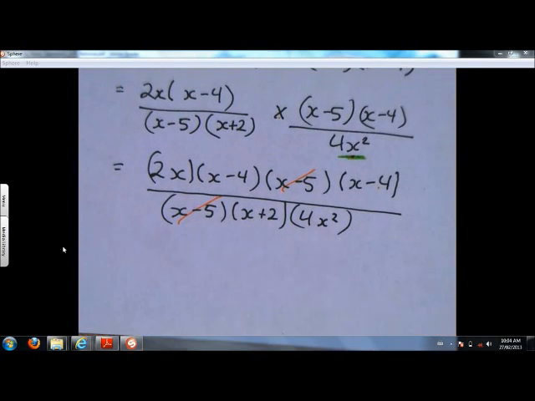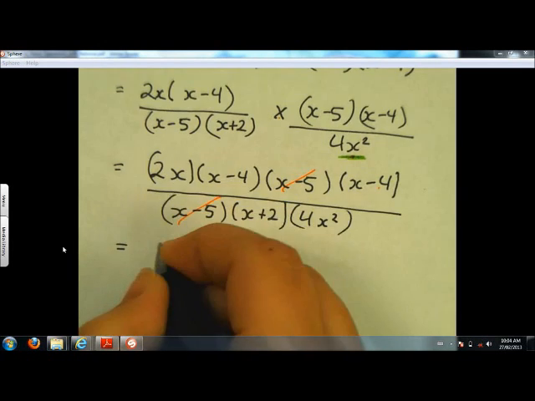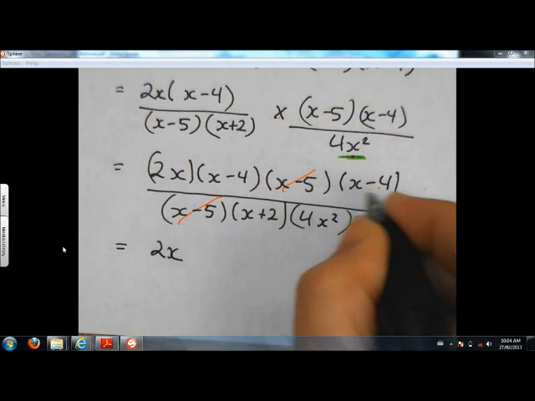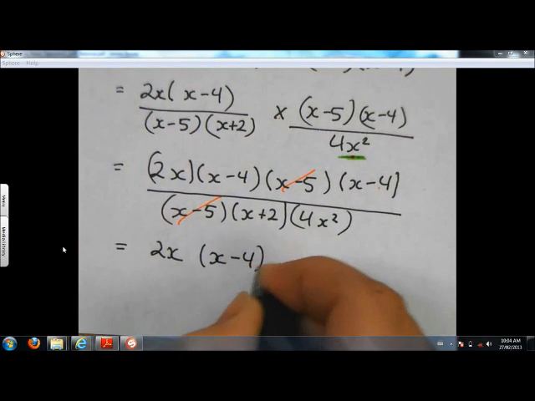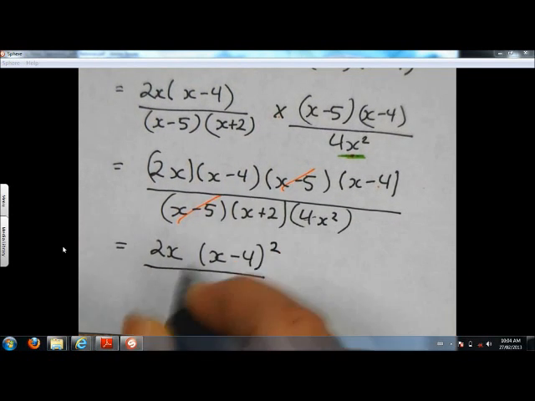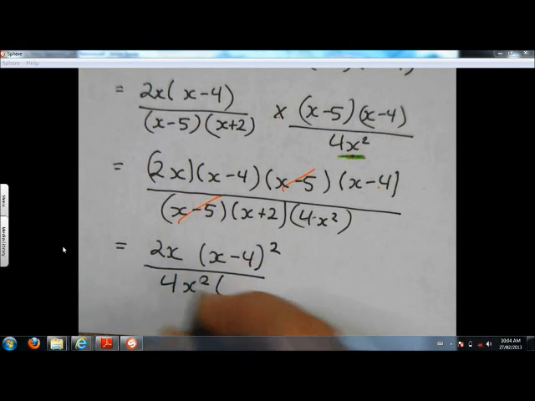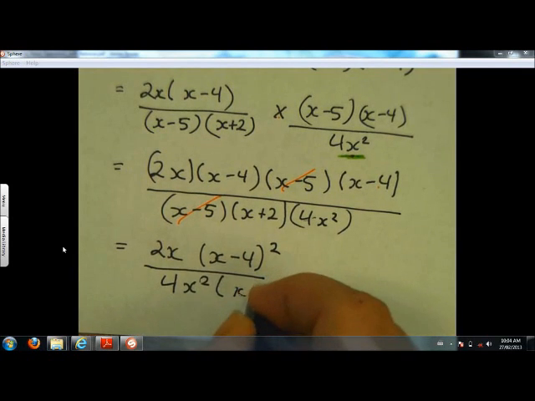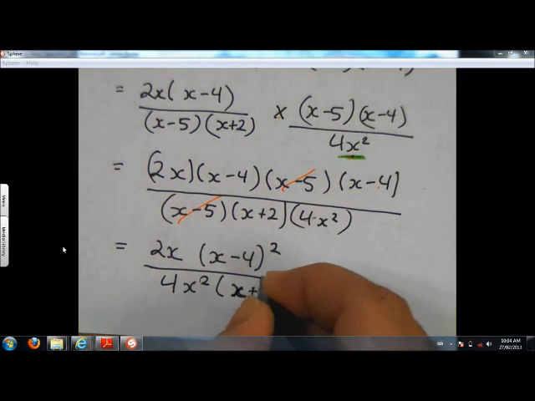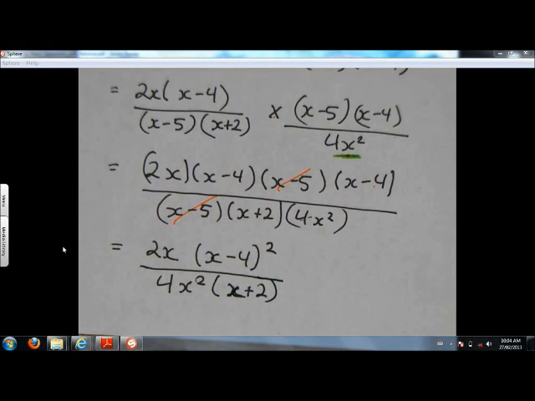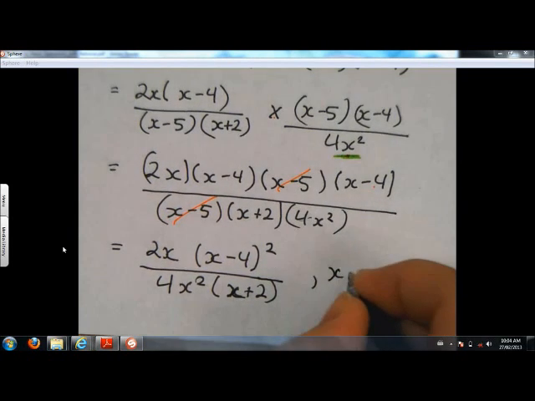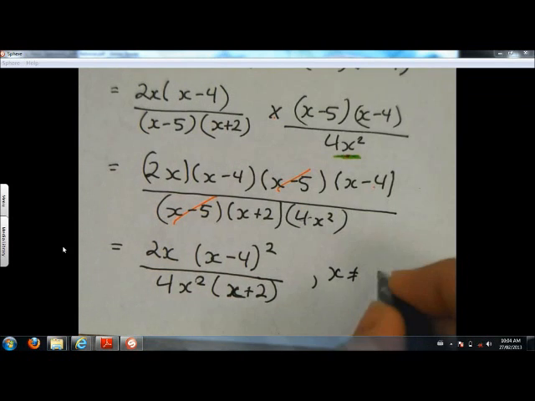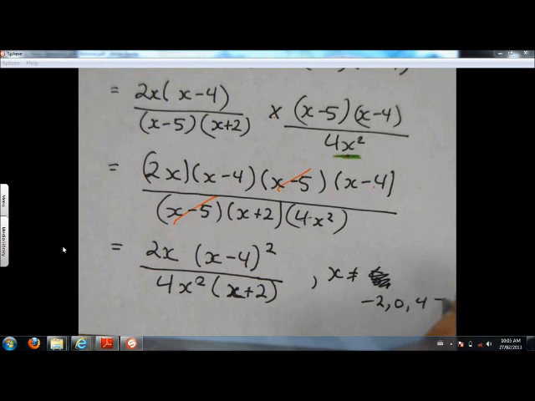Now we're ready for the simplified. And we're just going to leave it as factors. I'm going to write 2x, x minus 4 and x minus 4, x minus 4 squared. I'm going to put this out front. It's always nice to have terms without plus or minus out front, then you don't need the brackets. Doesn't really matter, kind of how the textbook writes it. That's my simplified form. My restrictions are x cannot equal 5. Oops, let's put them in order. Negative 2, 0, 4, and 5.